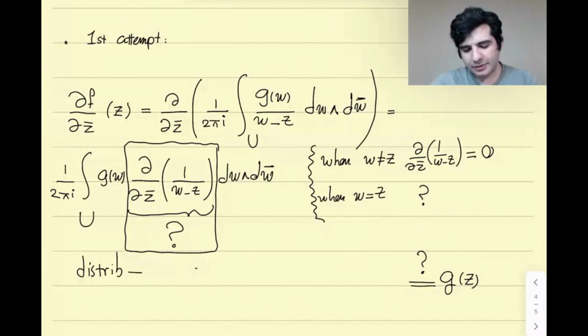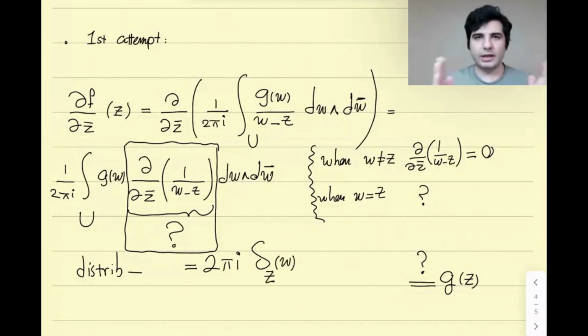This actually is related to something called Dirac's delta function. The value of this derivative as a distribution would be 2 pi i times Dirac's delta function, which is now a function of w centered at z. This simply means that when w is not equal to z, this is 0. However, it's really concentrated at the point z. And it's exactly defined, so this is the value of what we have inside the box.